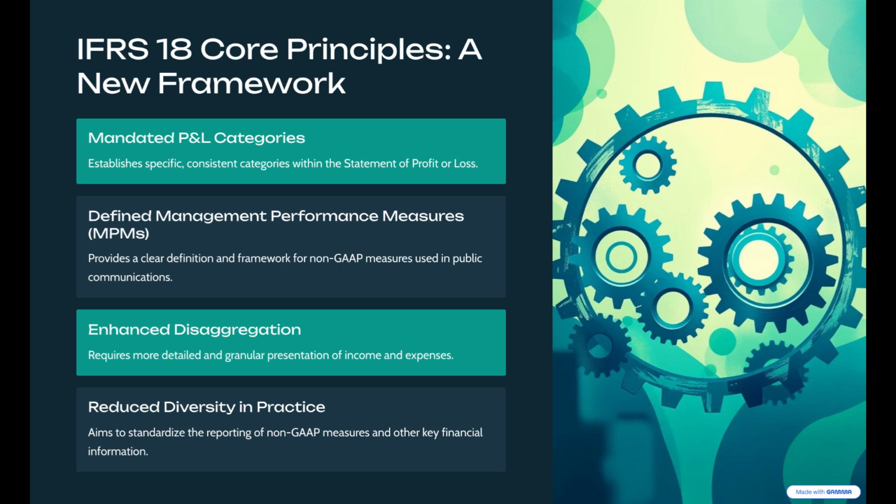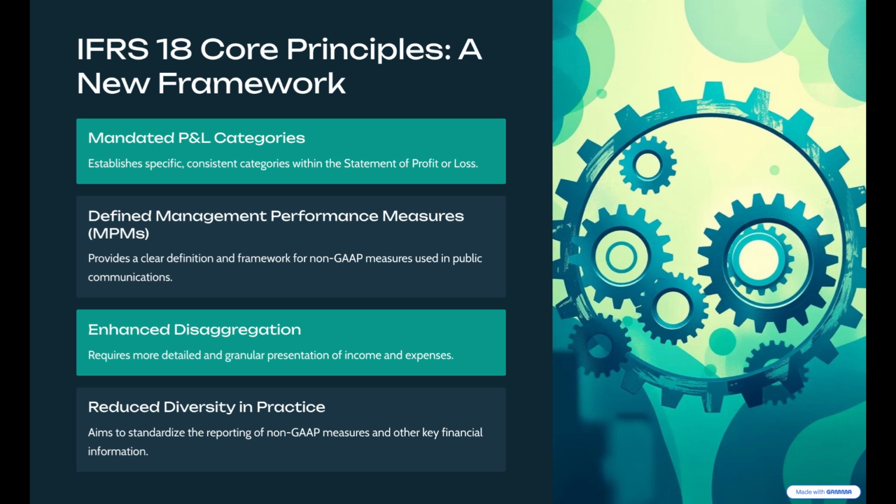1. Mandated profit or loss categories. Under IAS 1, companies had significant discretion in how they organized and labeled items in the statement of profit or loss, leading to inconsistent and often incomparable formats. IFRS 18 addresses this by introducing a standardized structure, requiring entities to classify income and expenses into three clearly defined categories. Operating, the default category, generally including items from the entity's main business activities.